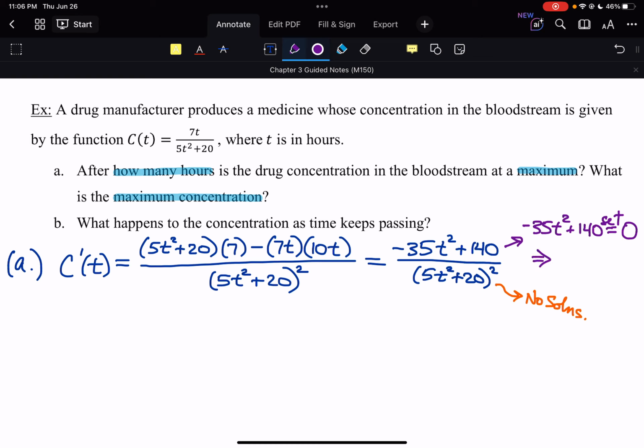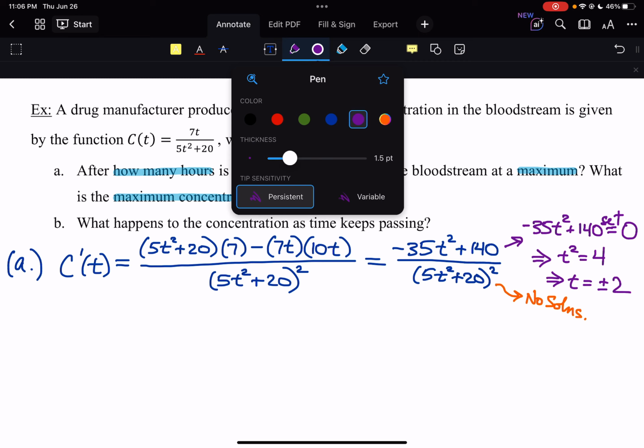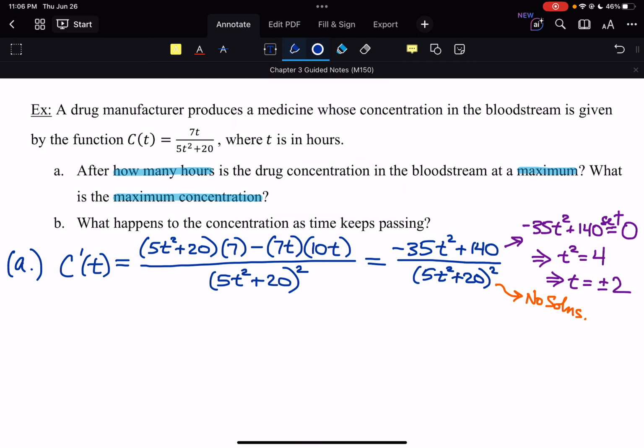And if you move the t squared over, and divide both sides by 35, you get t squared equals 4. So t equals plus or minus 2. So we set up a number line.